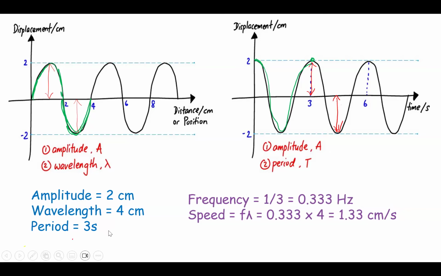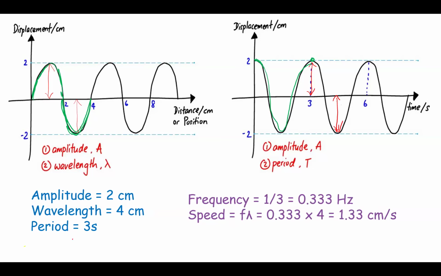So my period is 3 seconds, so frequency is 1 over 3, 0.333 hertz, which simply means that there are 0.333 oscillations every 1 second. Then after that, I can find the speed of the wave as well. So v equals f lambda. My frequency is 0.333 times my wavelength lambda, which is 4 cm. So my units will be in cm per second. That's my wave speed, 1.33 cm per second, because my wavelength of 4 is in cm.